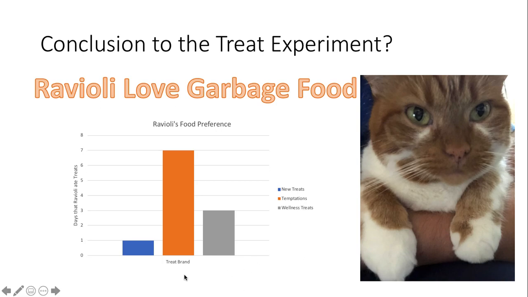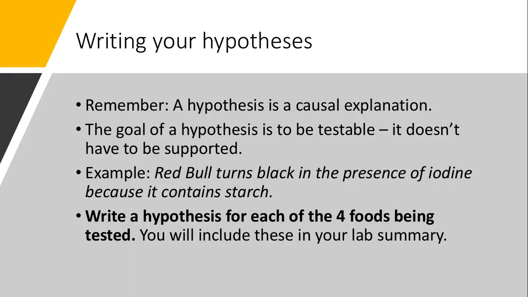The next one is temptations. How many days out of the week was she willing to eat that? All 7. She loves garbage, that's why. And the last one, wellness treats. She ate them 3 out of 7 days. So my conclusion to this would be maybe if we mixed our 2 treats, she'd be more willing to eat healthy food, but I'm not going to hold my breath for Ravioli's palate to change anytime soon. So hopefully that gives you a little bit of idea of control and negative groups.